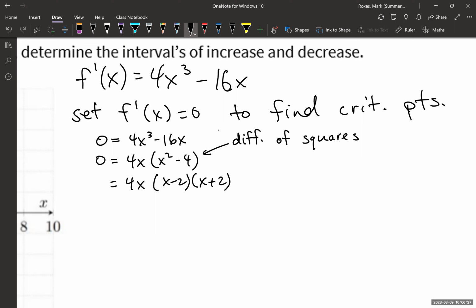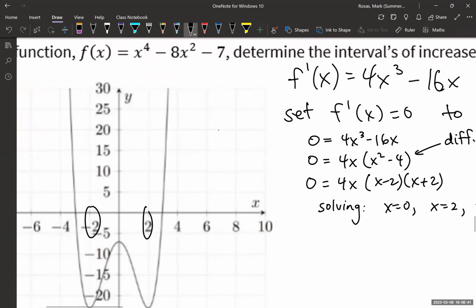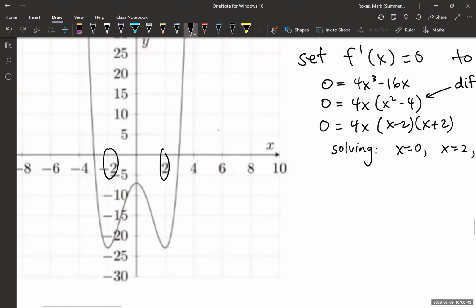Okay, and now we can solve for x. We have 3 values for x, so solving, we have x equals 0, x equals 2, and x equals -2. And as you can see, we can verify that in the graph. We have where the derivative is 0, the horizontal tangent line at -2, 0, and +2.